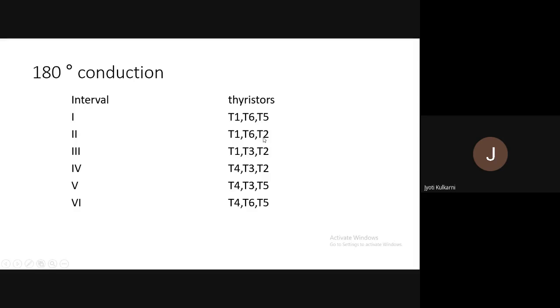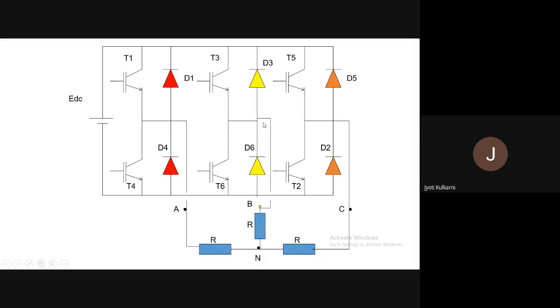Once T2 enters, T2 will remain for 3 intervals continuously: second, third, fourth. Once T3 enters, T3 will remain in the conduction mode for the next 3 intervals: third, fourth, and fifth. But when T2 comes in, T5 is going out. Why is it so? Because if you see the diagram, the fifth and second devices are connected in the same branch. In the same branch, either the upper device or the lower device will be in the circuit, because when both devices are in the circuit, the branch will be completely shorted, and we cannot do that.